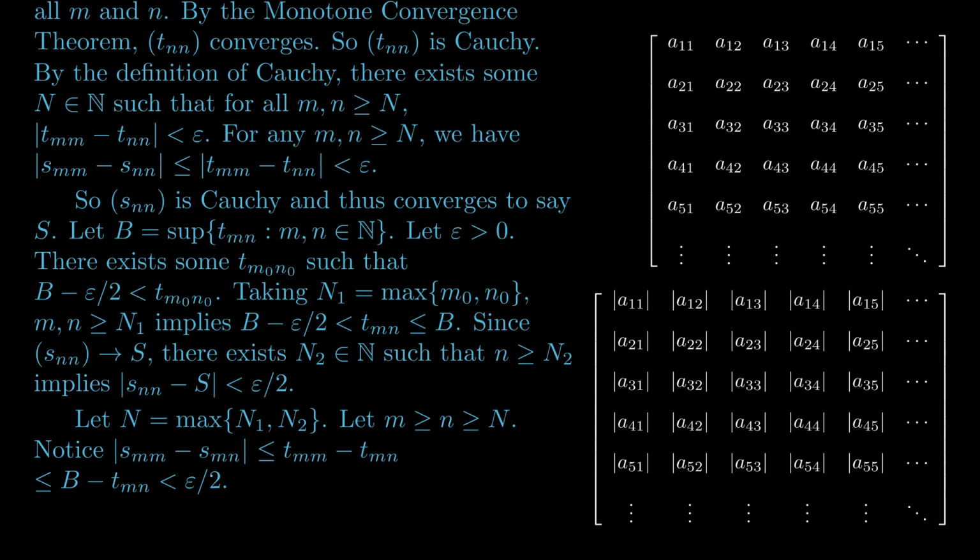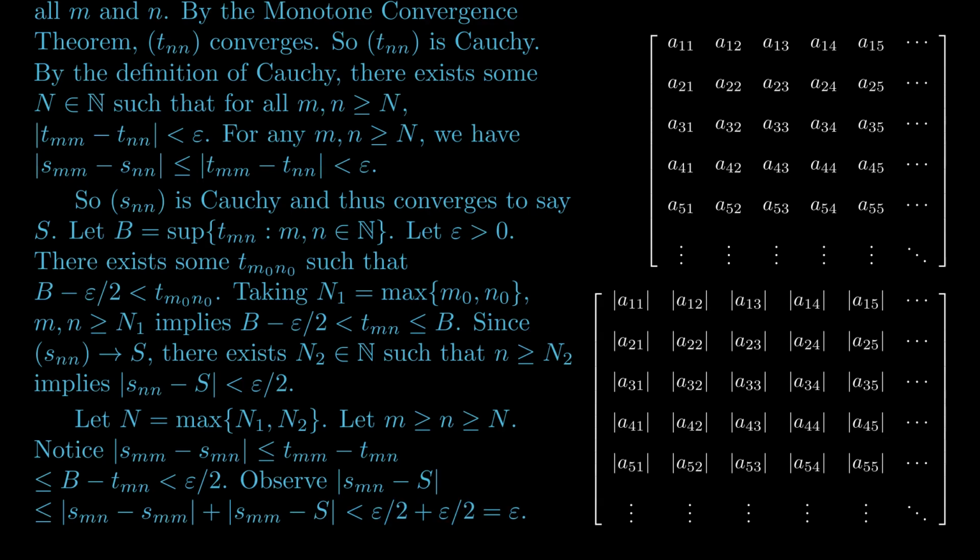Now we can finally write down that statement I was advertising earlier. Observe that the absolute value of the difference S_MN minus S, and let's add and subtract S_MM and apply the triangle inequality to write, is less than or equal to the absolute value of S_MN minus S_MM plus the absolute value of S_MM minus S, which is less than epsilon over 2 plus epsilon over 2 equals epsilon.